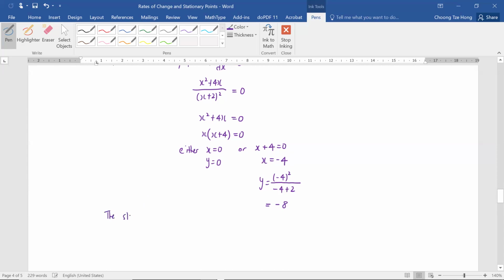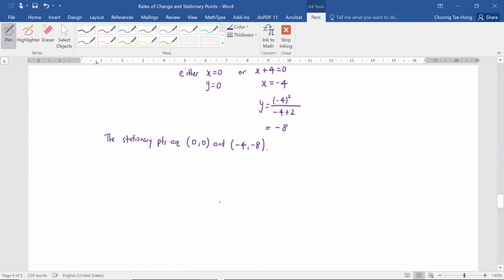So the stationary points are (0, 0) and (-4, -8). Now we need to determine the nature of these two stationary points. We're going to take the x value and sub into d2y/dx squared. If you recall, if d2y/dx squared is positive, it means it's a minimum point. If d2y/dx squared is negative, it means it's a maximum point. Let's do the (0, 0) first. So for (0, 0), d2y/dx squared.